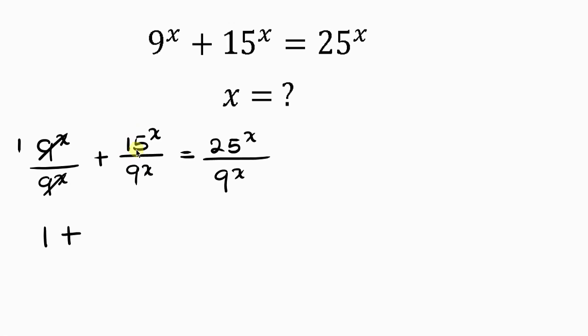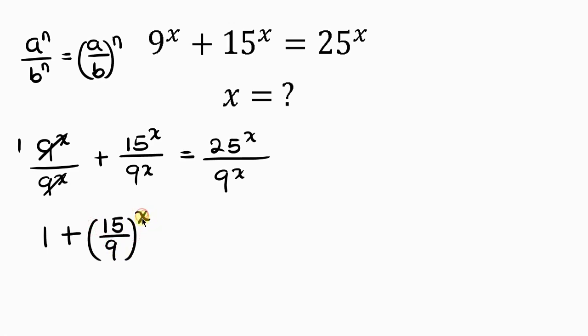Now, this expression from indices where we have maybe a to the n divided by b to the n, this is the same as a over b all raised to the n. So we're going to be writing this in this form. So this expression now becomes 15 over 9 all raised to the x. This is equal to, now we're going to be doing the same thing here. So this becomes 25 over 9 all raised to the x.